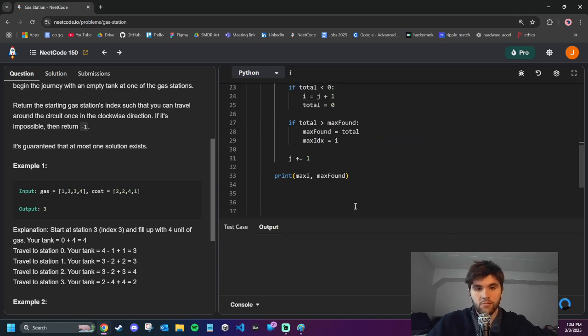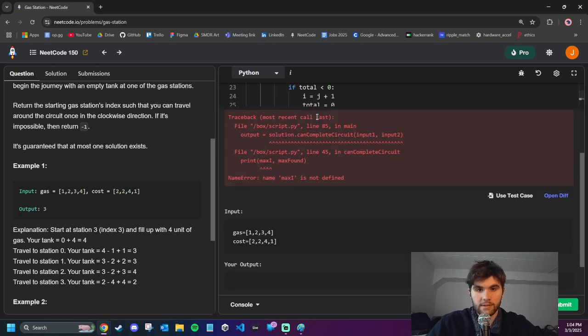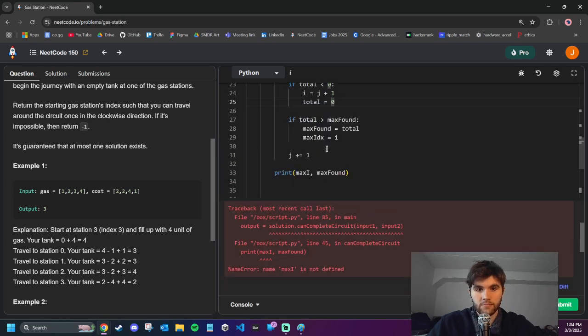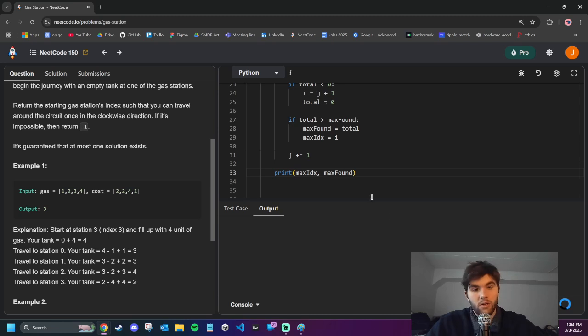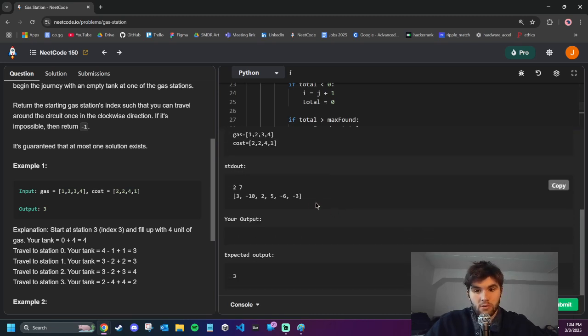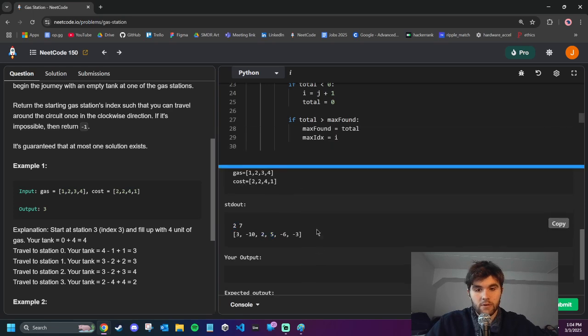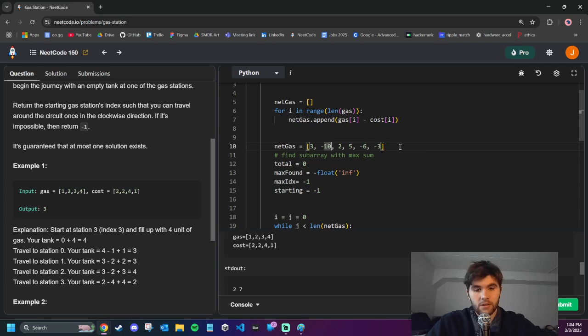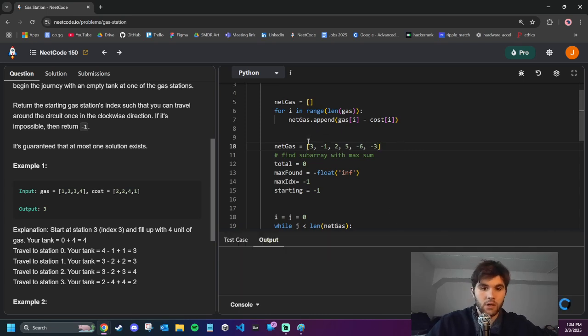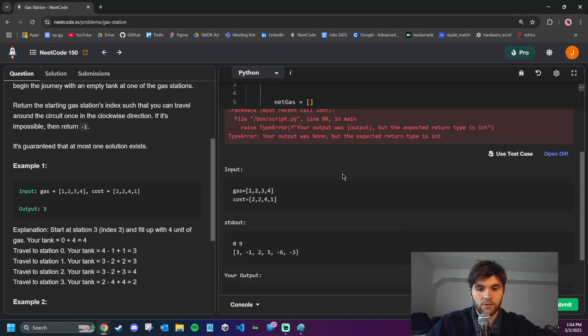All right, so let's... max I should give me the start now. Max I is not defined. Max index. Okay, so now it's giving me 2, 0, 1, 2, and the sum is 7. All right, great. Now let me make this -1 and see here. Now it should give me 9 and 0, 0, 9.